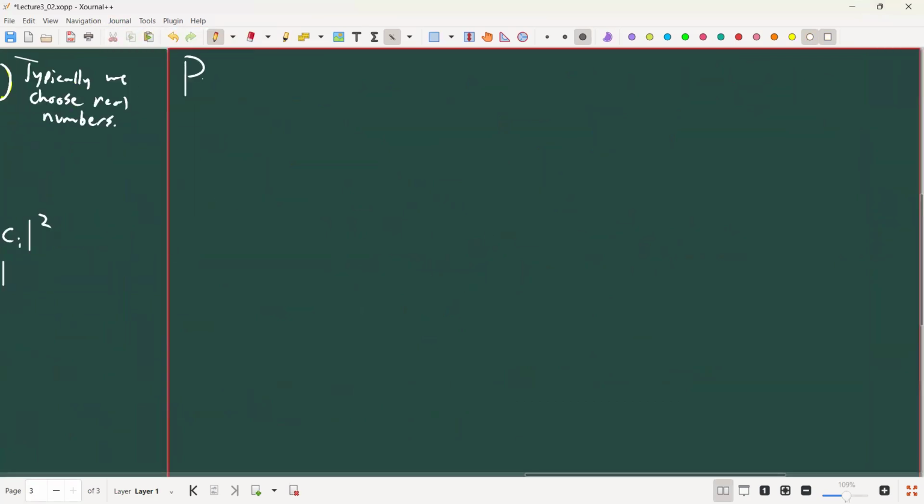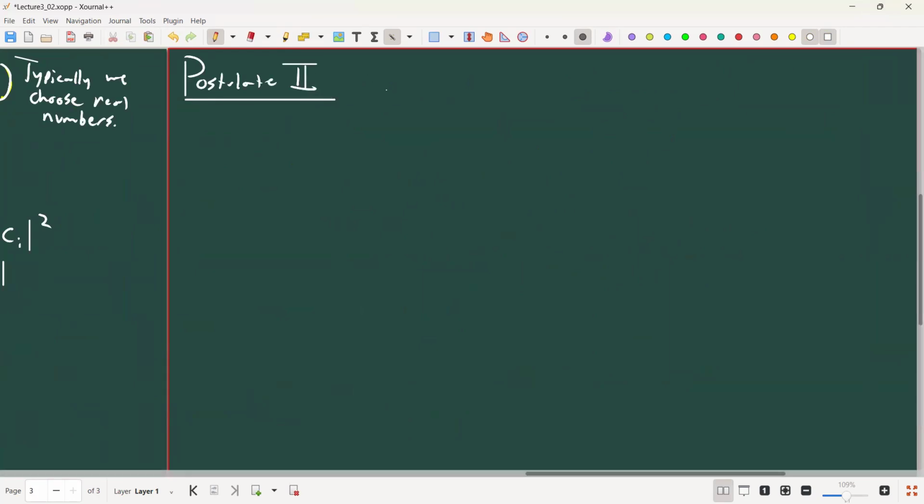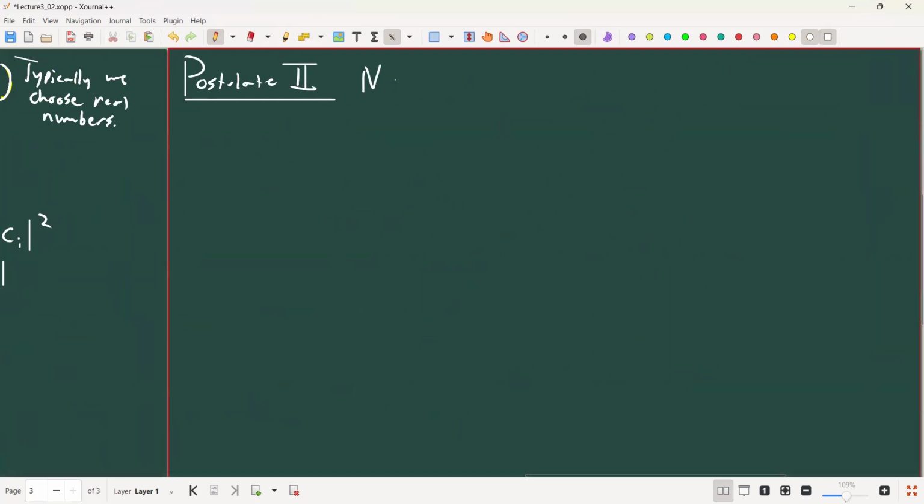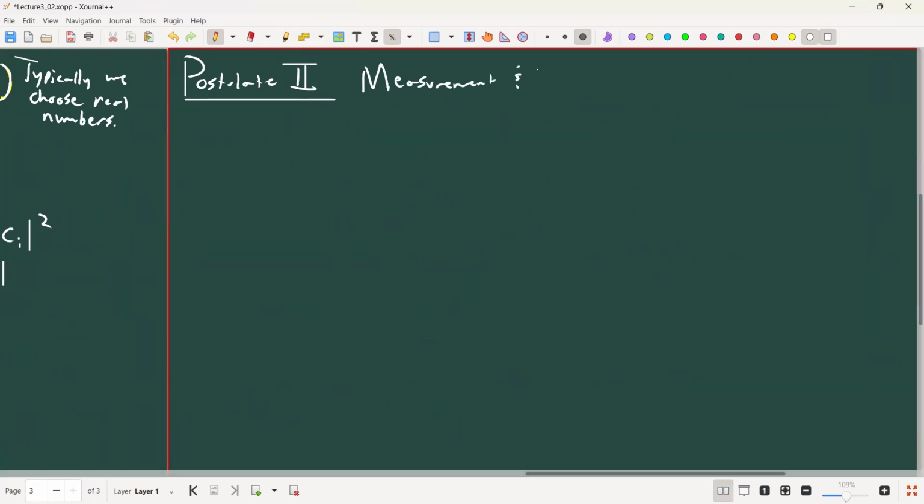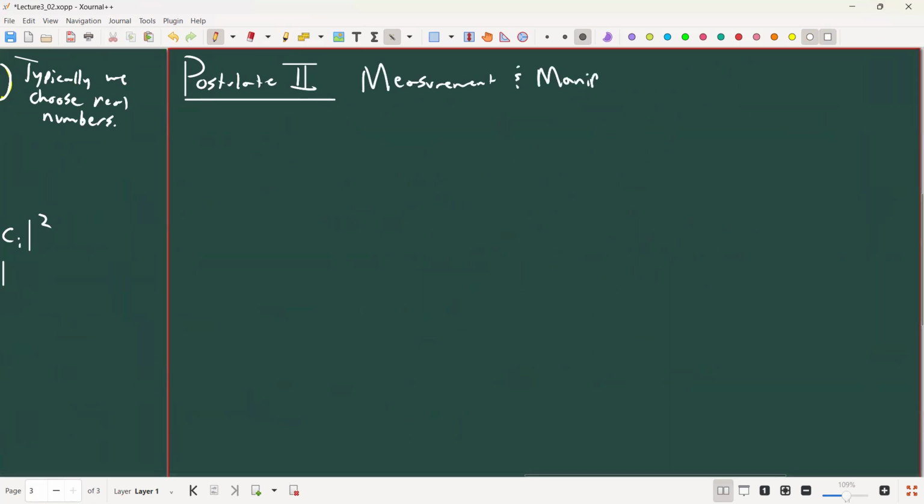All right, so this is what's called postulate 2. And it's the act of measurement. So talking about measurement and manipulation through what's called linear operators. All right, we're going to study operators in this class quite a bit.